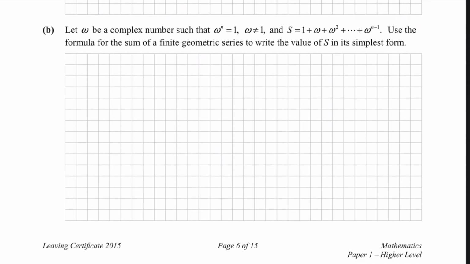Next we have another complex number omega such that omega to the power n is equal to 1 and omega is not equal to 1, and they have given s, which is the sum of the series 1 plus omega square until omega to the power n minus 1. Then we have to find, using the formula for the sum of a finite geometric series, the value of s in its simplest form. So we know the sum of n series in this form, which is a plus ar plus dot dot dot goes until ar to the power n minus 1. This is a geometric series.